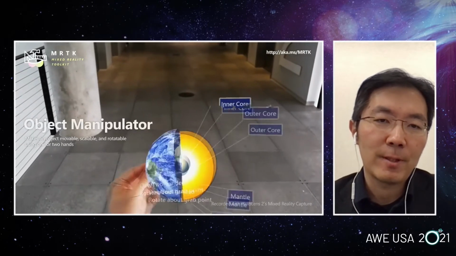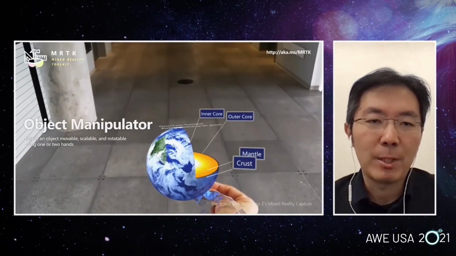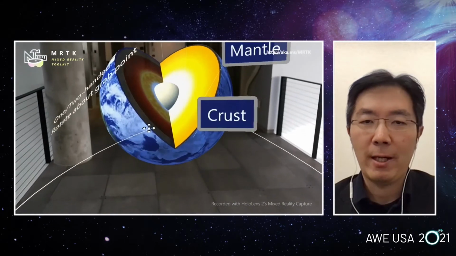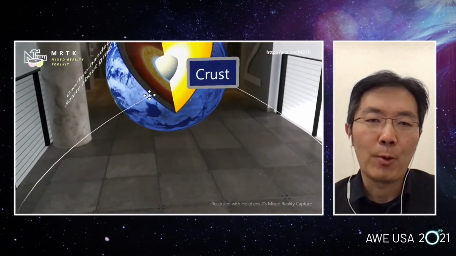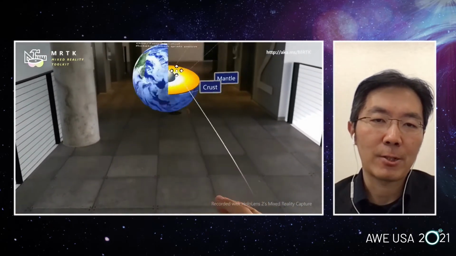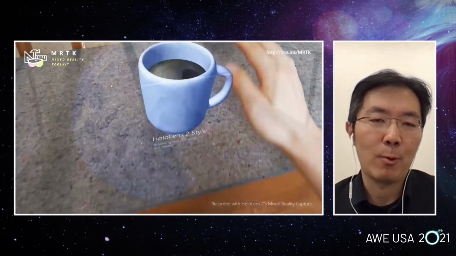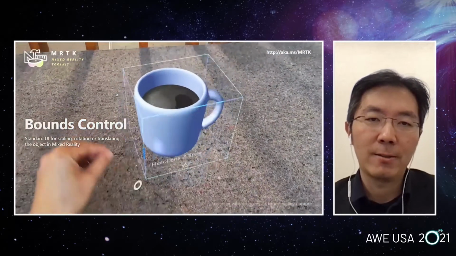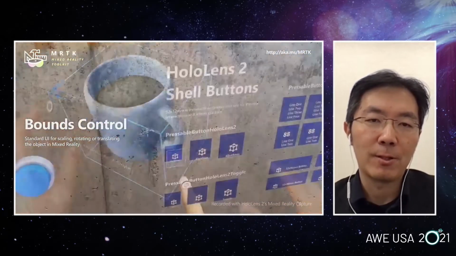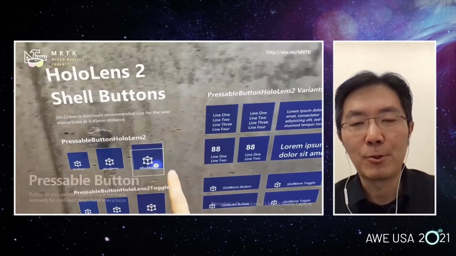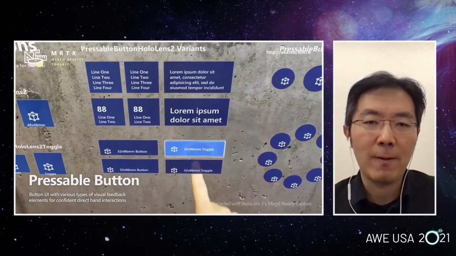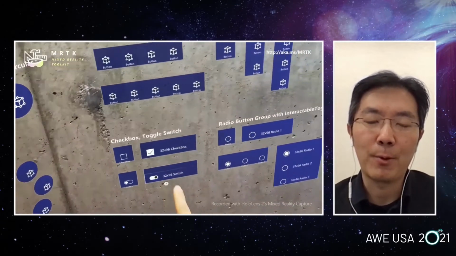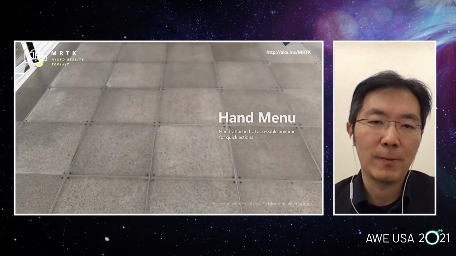So here are some of the components. With object manipulator, you can grab, move and manipulate objects with one hand or two hands. It also supports near interaction and far interaction as well, so you can directly touch and grab or use hand ray. You can also rotate and scale objects in 3D space using bounds control, which is a standard UI for HoloLens and mixed reality. And MRTK provides many spatial UI controls that support direct hand interactions.